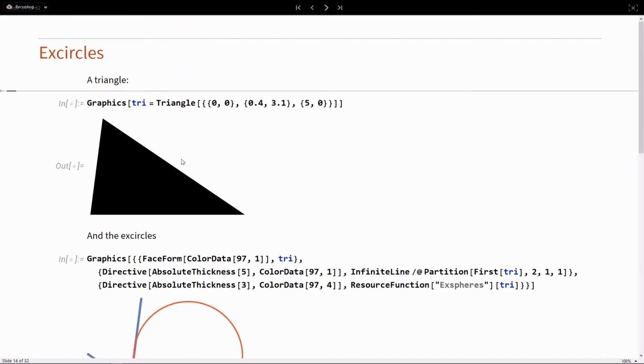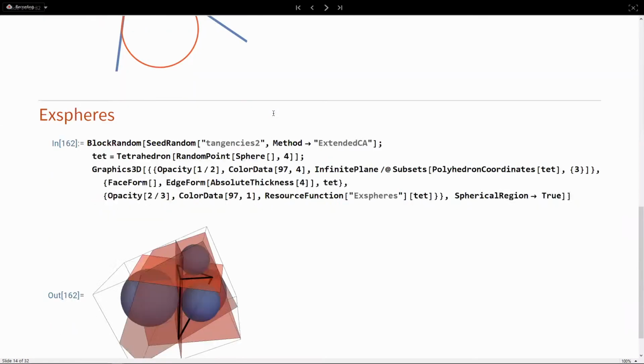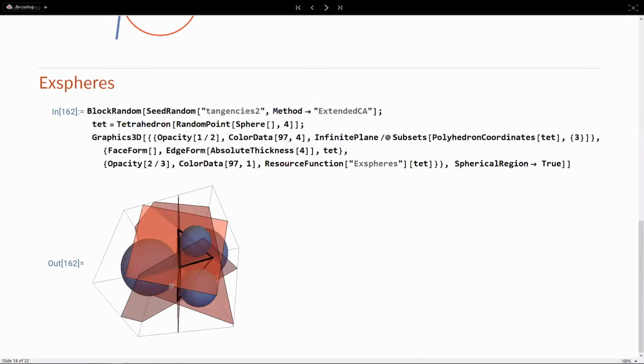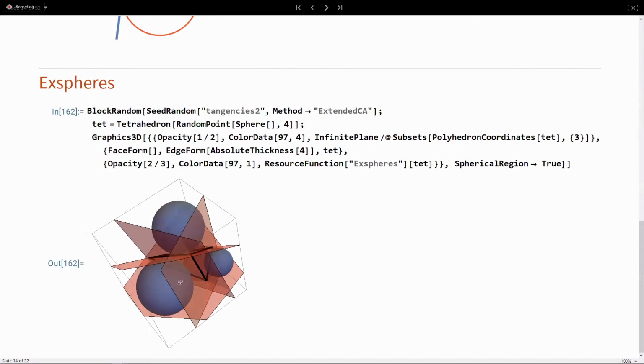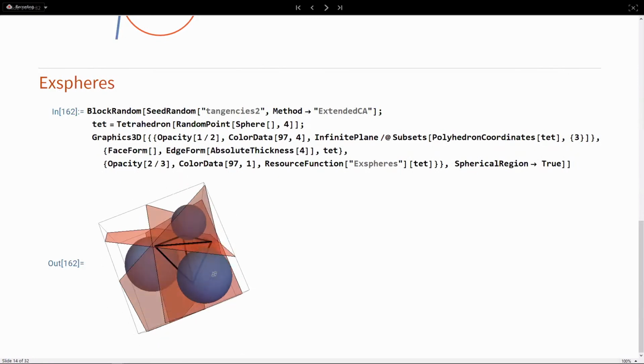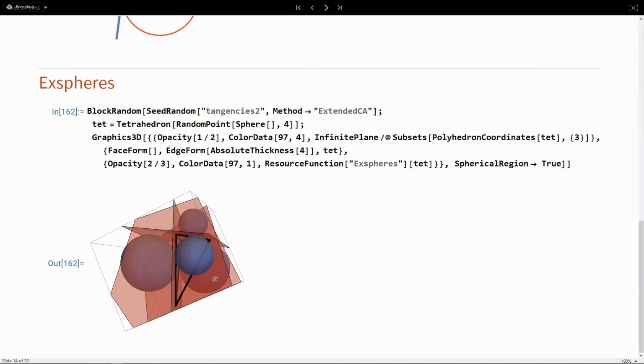The X circles. So here's a triangle. We can generate the circles that are tangent to 3 sides, but instead of the incircle, which would be on the inside, we generate them outside. And each triangle has 3 X circles. For the tetrahedron, we get 4 X spheres. So here's a sample, a tetrahedron at the center, and each one of these spheres is tangent to 4 planes.